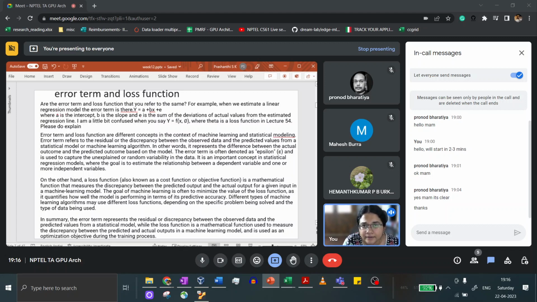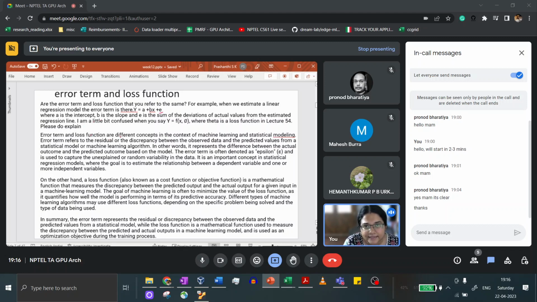So the question says, are the error term and loss function that you refer to the same? For example, when we estimate a linear regression model, the error term there is y equal to a plus bx plus e, where a is the intercept, b is the slope, and e is the sum of the deviations of the actual values from the estimated regression line. I'm a little bit confused when you say y equal to f of x comma phi, where phi or theta, whatever according to the notation, is a loss function in lecture 54. Please explain. So this is basically asking about the difference between error and the loss.